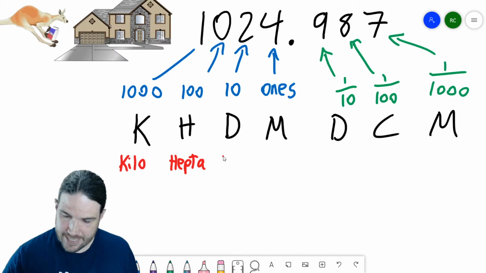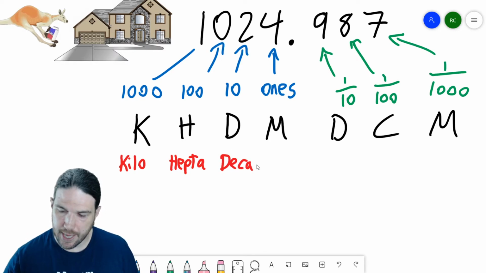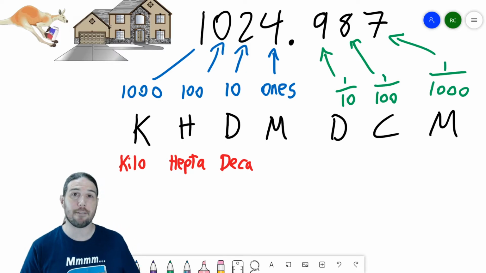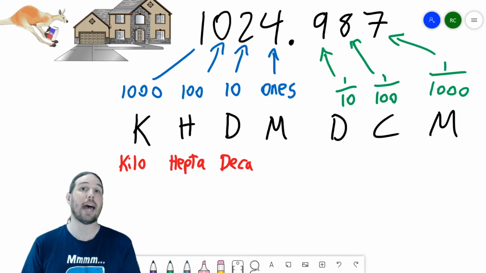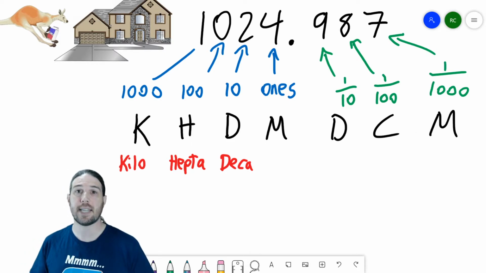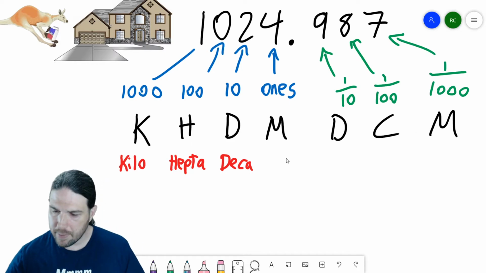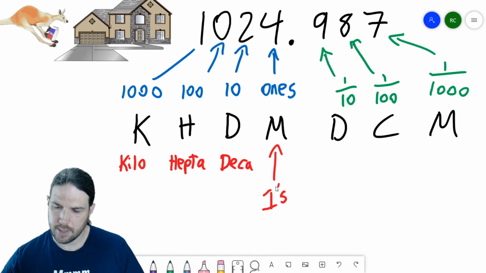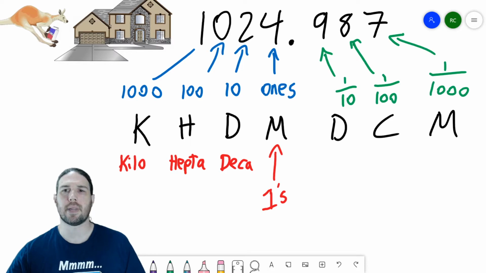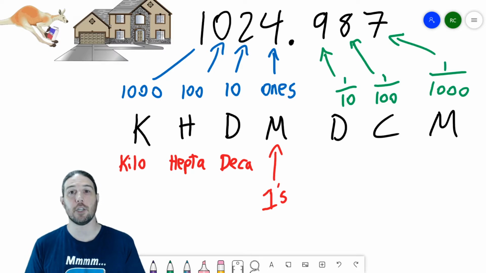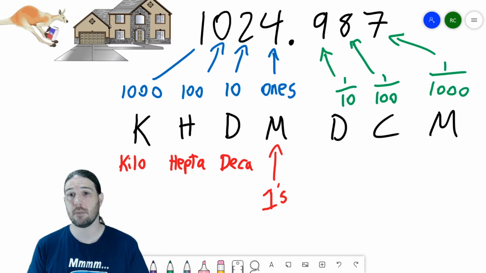D stands for deca, D-E-C-A, which you already know means 10 because we have the word decade, or decathlon, right? A decade is 10 years, a decathlon is 10 events in one. M in this case is a ones space, okay? It means the ones place. It's M for meters because that's the basic unit of length in the metric system.